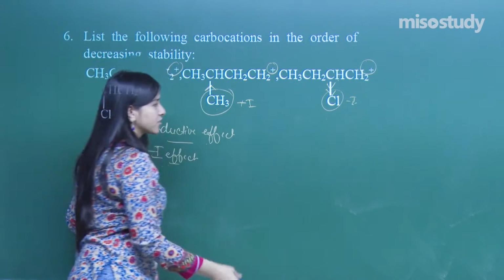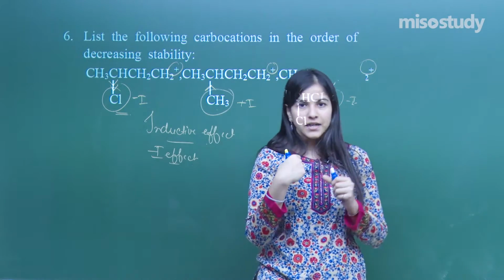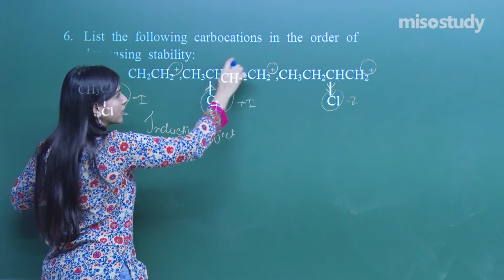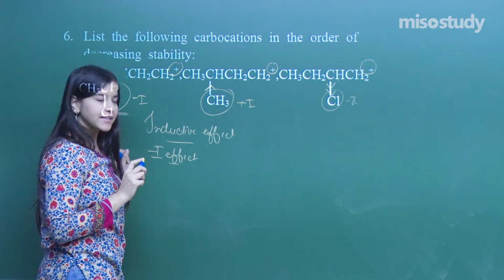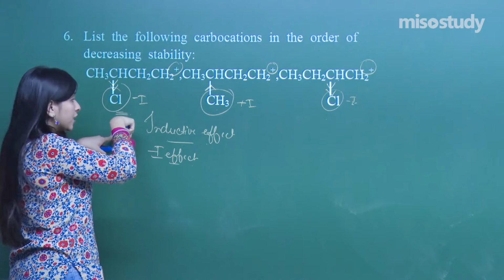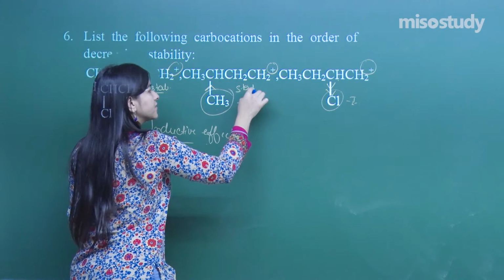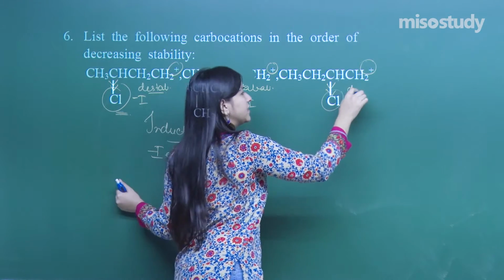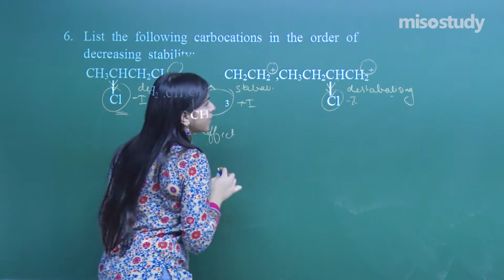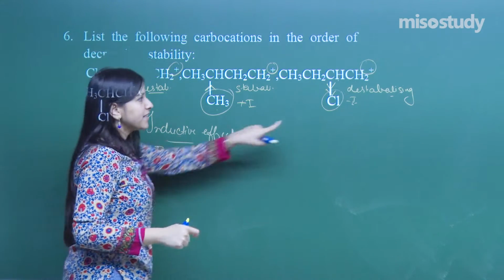If there is a positive charge, I should have a group which is donating, or I should have a group which is withdrawing. I should definitely have a group which is donating, then only it will stabilize that positive charge, yes? So over here, I have got chlorine, it will be destabilizing, destabilizing, it will be stabilizing, and it will be destabilizing, yes? Now moving on to the two chlorines, which will be more destabilizing, the one which will be nearer.